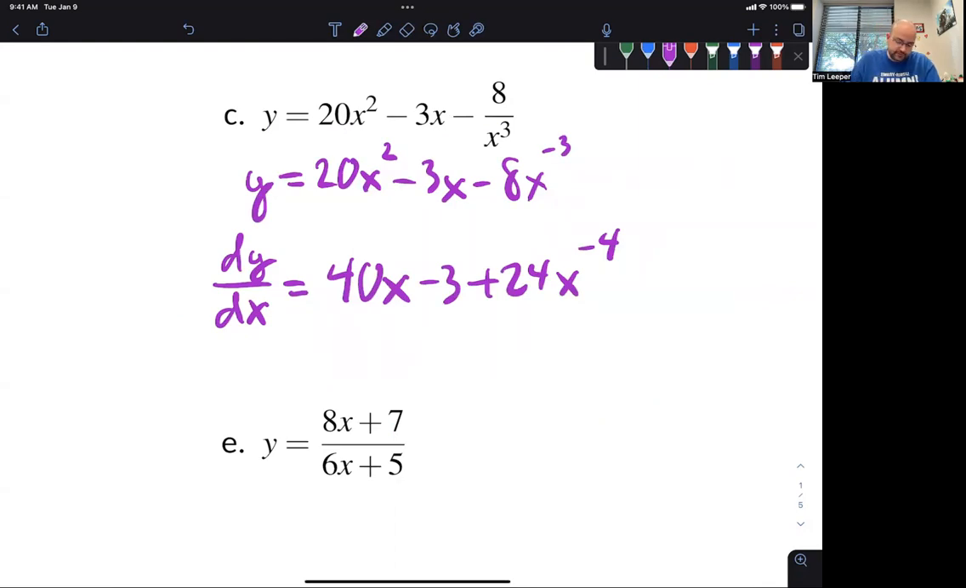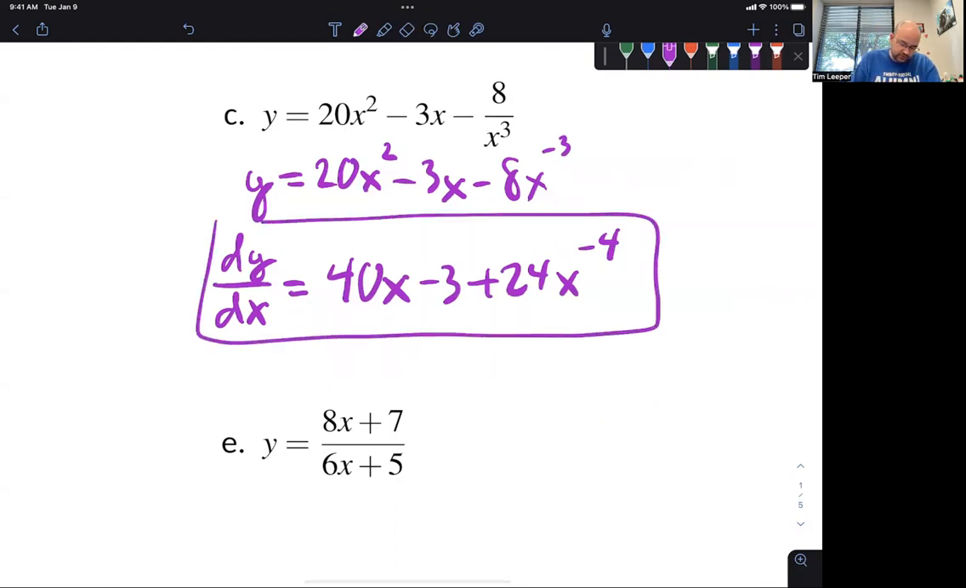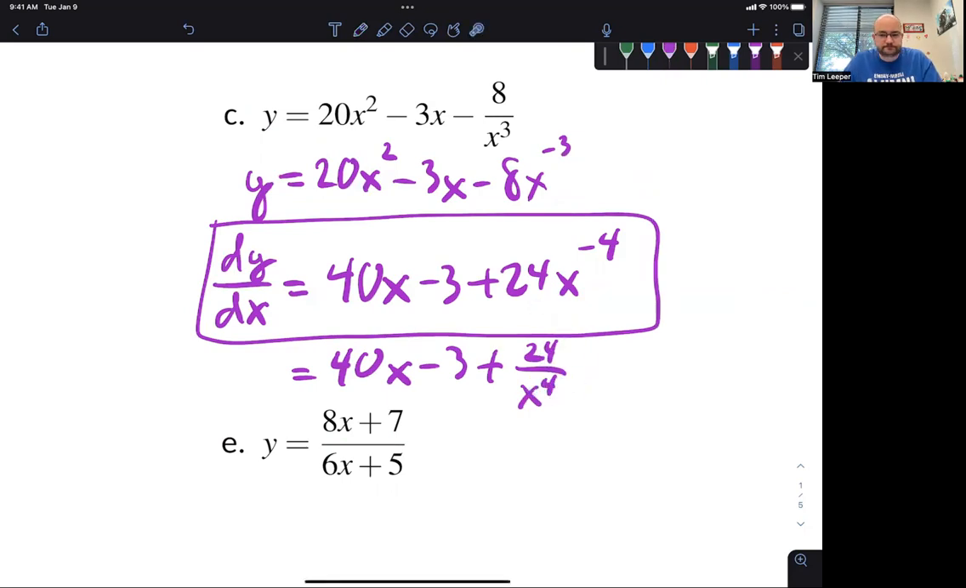And there you go. I'm perfectly fine if you leave it like that, but I'm pretty sure that your answers in your other review will tell you to go ahead and say that this is 40x minus 3 plus 24 divided by x to the 4th power. I don't really care which way you leave it, whichever way you want. It doesn't really matter. Alrighty, there you go. That's letter C.